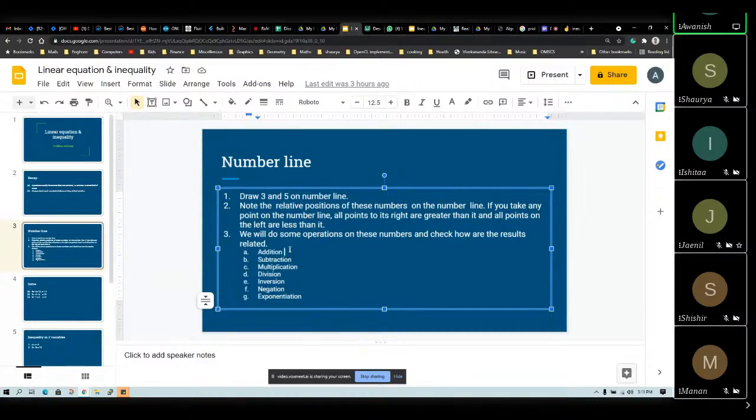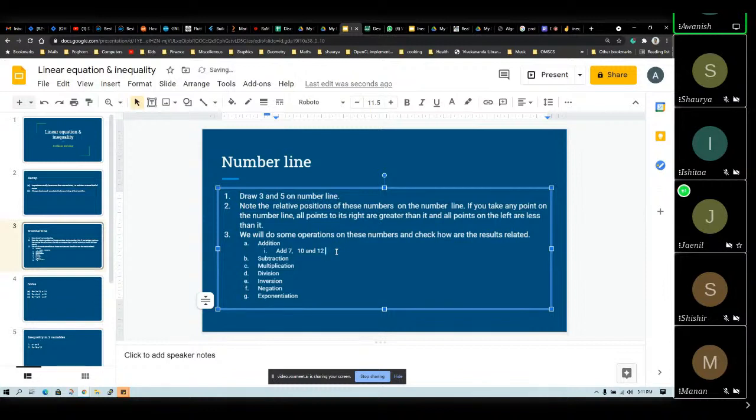Let's take a number, let's say 7, and add it. What will be the new results we get? 10 and 12. Okay, so we get 10 and 12. And what is the relationship between these two? Sir, 10 is less than 12 by two units. Okay, so 10 is less than 12.